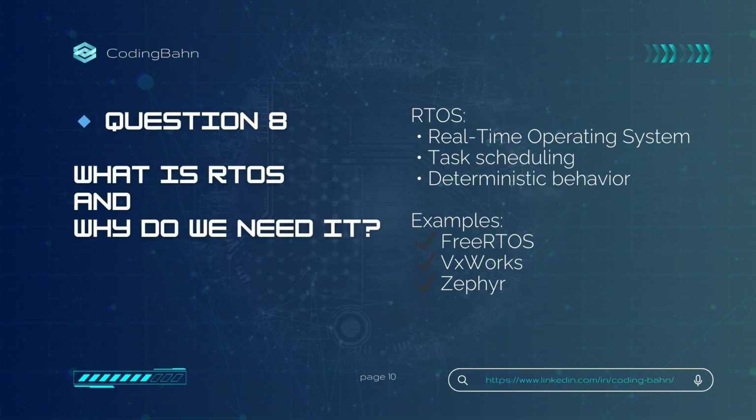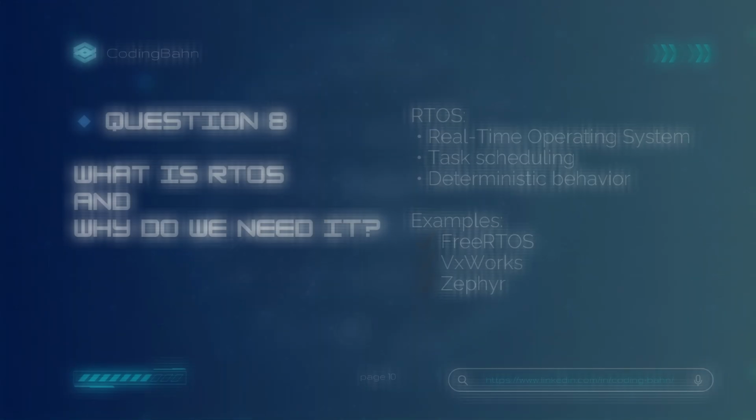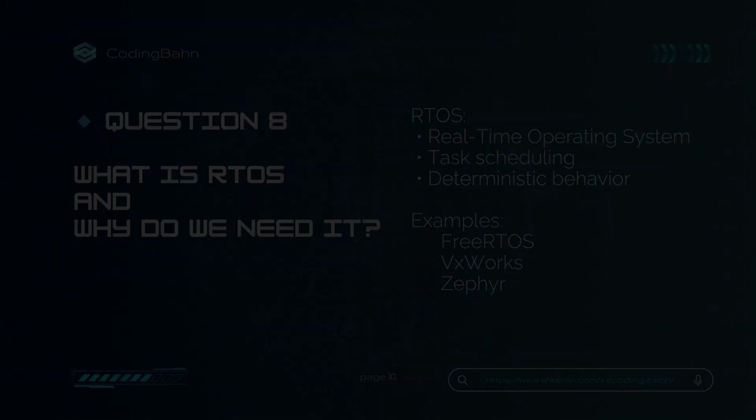Question 8. What is RTOS and why do we need it? RTOS stands for Real-Time Operating System. It provides task scheduling, inter-task communication, and deterministic behavior. RTOS is used when multiple tasks must meet strict timing requirements. Examples include FreeRTOS, VxWorks, and Zephyr. Interview line: RTOS ensures predictability.